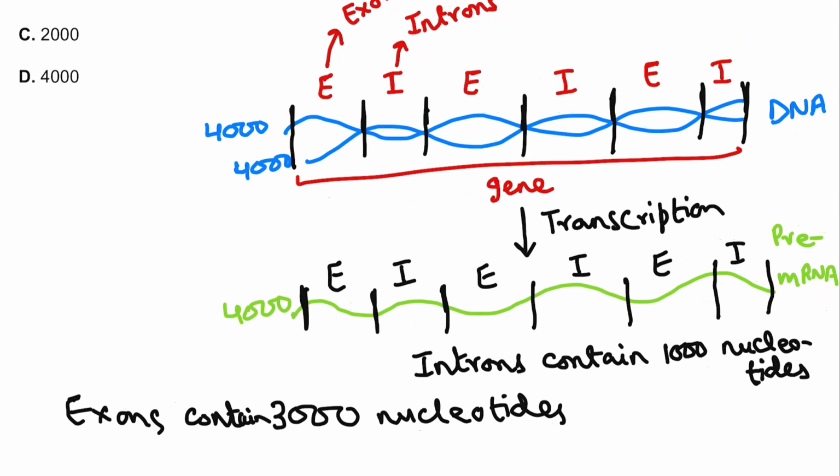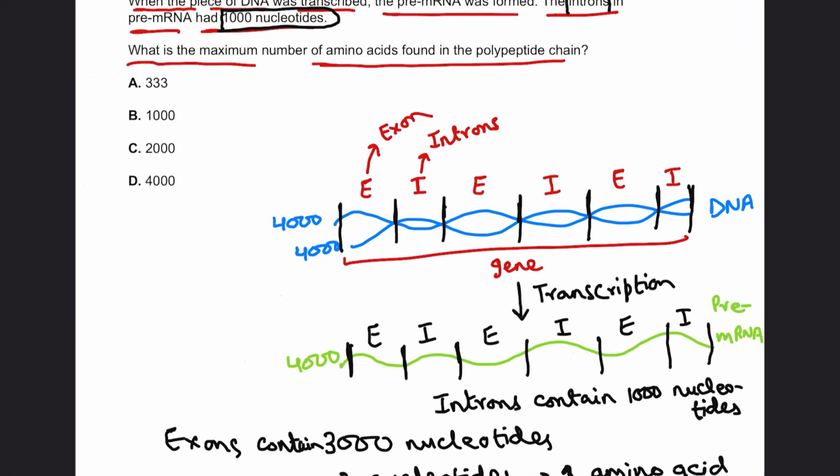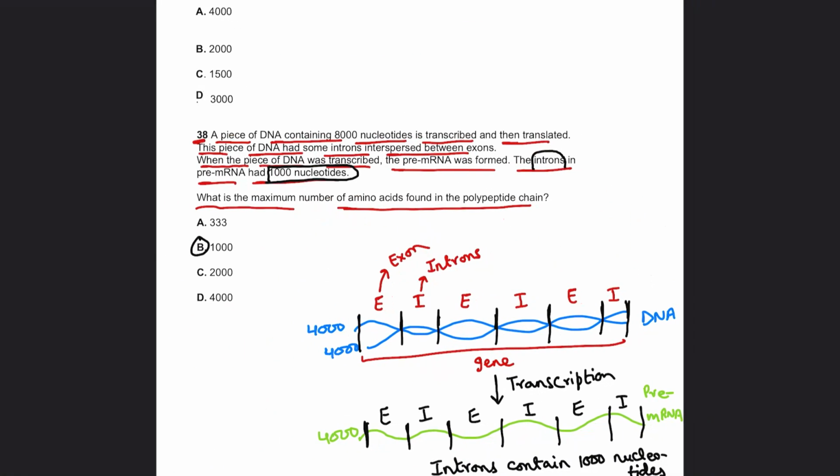Okay, guys, as we all know that 3 nucleotides code for one amino acid. So how many nucleotides are there which are actually coding? There are 3000 nucleotides which are actually coding. So what will be the number of amino acids in the polypeptide? The answer will be 1000 amino acids. So what is the maximum number of amino acids in this polypeptide that is formed by the transcription and translation of this piece of DNA? The answer is B, 1000 amino acids.